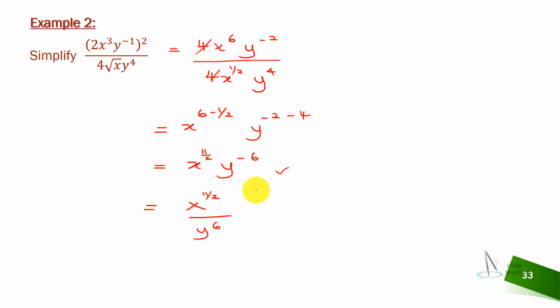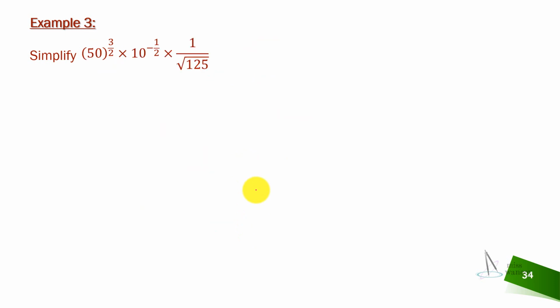Right, so let me proceed with the last one. So for the last one, we have to simplify 50 to the power of 3 over 2 times with 10 to the power of -1 over 2 times with 1 over the square root of 125. Okay, so basically for 50, 10 and 125, I do see 5 as the factor for each of them. So let me see what can I get from there.